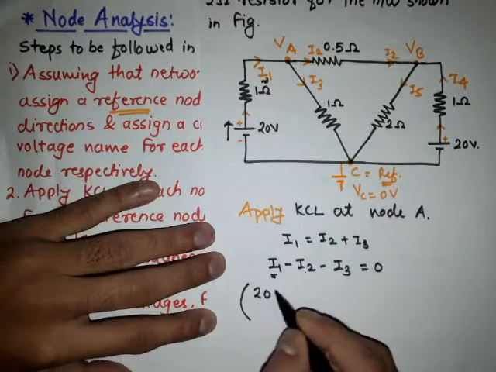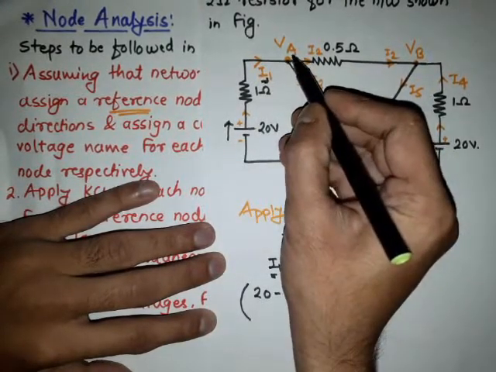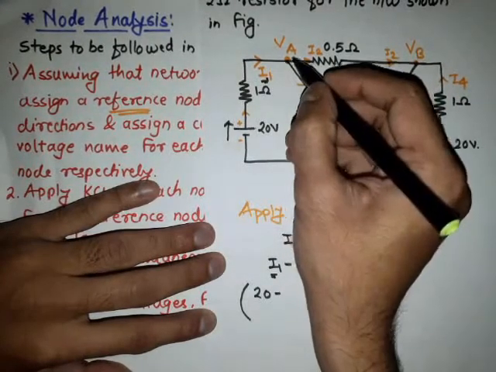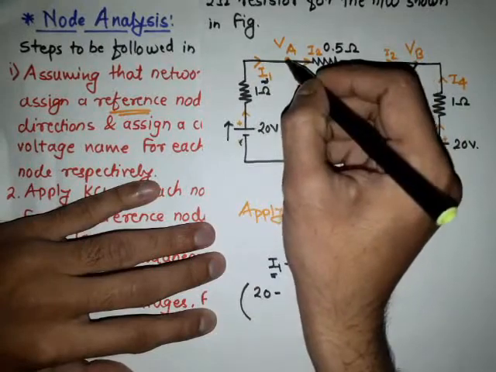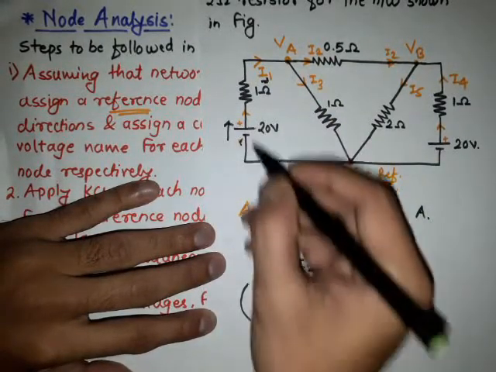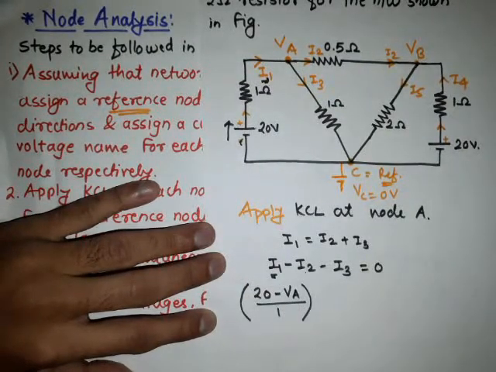So simply, 20 minus the final voltage VA. VA has no given polarities, therefore we are considering it as minus, because it is the final potential. This is the initial potential, this is the final potential. So simply, minus VA divided by the resistance, which is 1 ohm. So this is the current I1.